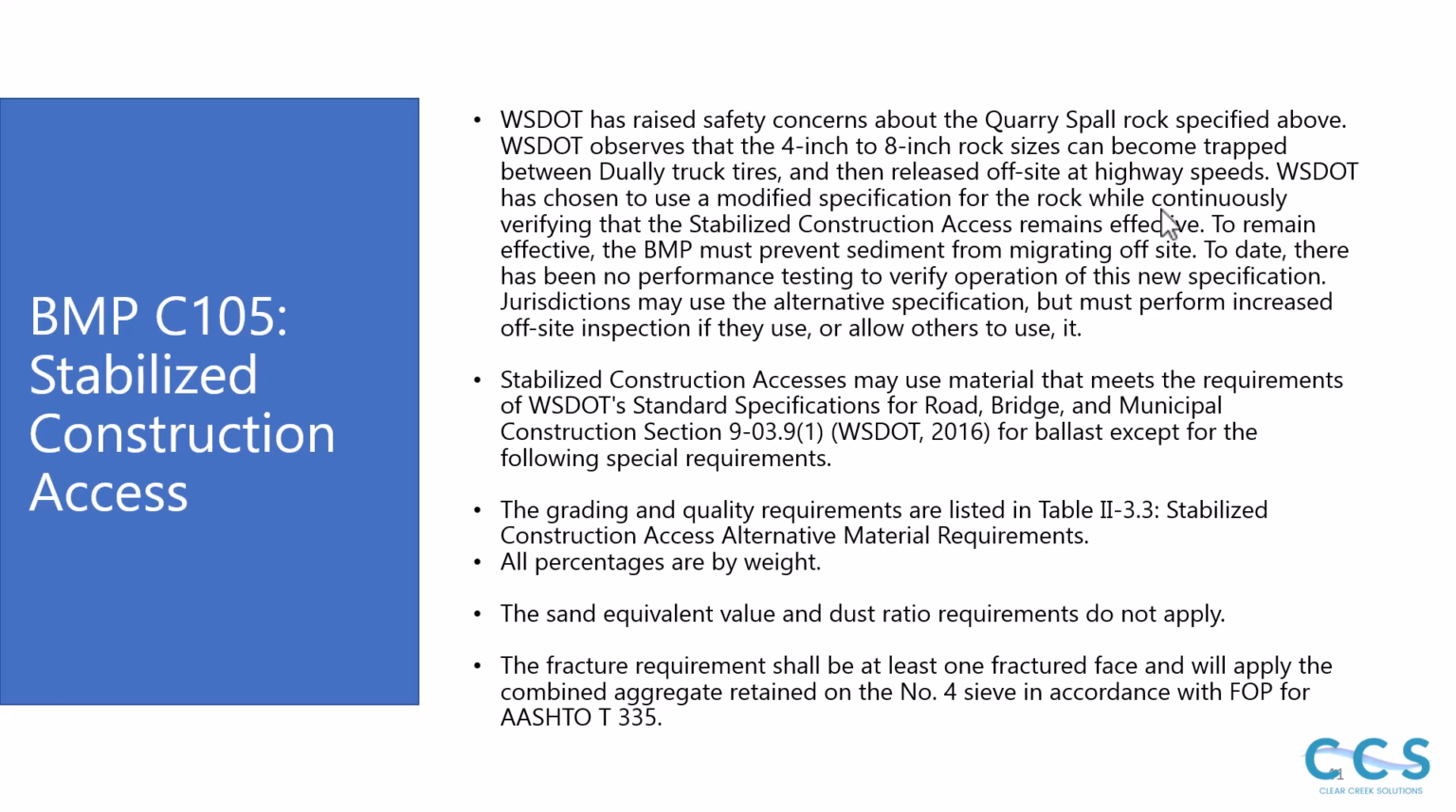Stabilized construction accesses may use material that meets the requirements of WSDOT's standard specifications for road, bridge, and municipal construction section 9-03.9, for ballast except for the following special requirements. The grading and quality requirements are listed in Table 233, which you can find in the manual, stabilized construction access. All the percentages are by weight, and the sand equivalent weight and dust ratio requirements do not apply in this case. The fracture requirement shall be at least one fractured face and will apply to the combined aggregate retained on the number 4 sieve in accordance with FOP for AASHTO T335.